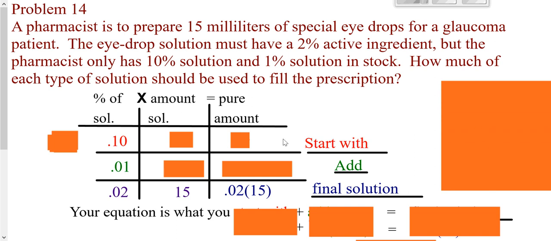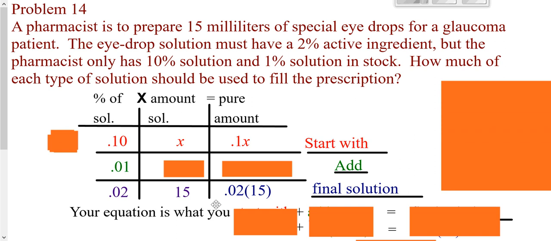Now, we don't know how much of the 10%, we don't know how much of the 1%. So we're going to let our variable represent just one of these boxes. I'm going to choose let my variable be the amount of the 10%. But here I have 2 of the 3 boxes filled out, so I can follow the operations up here of the first box times the second box, and it tells me what to put here.